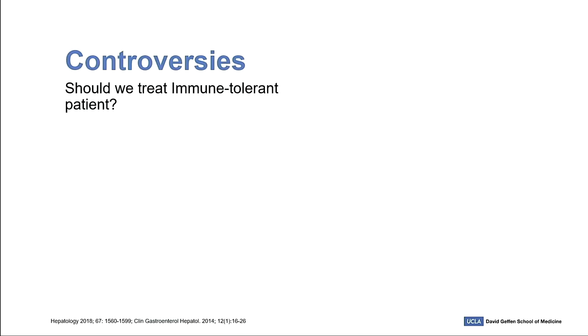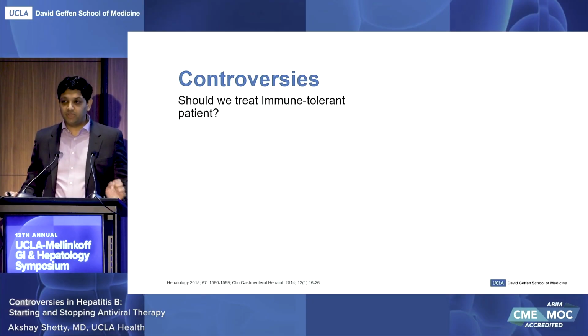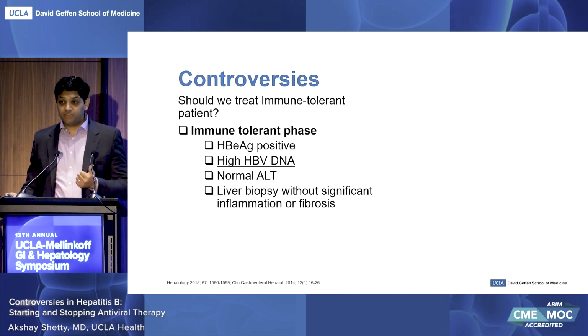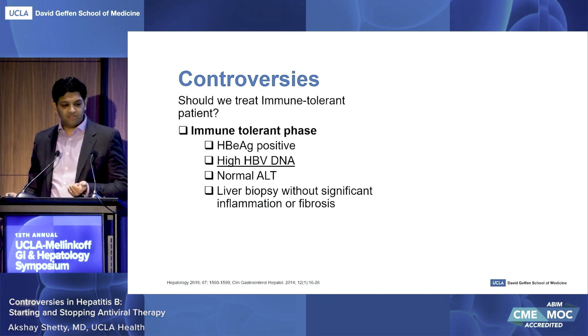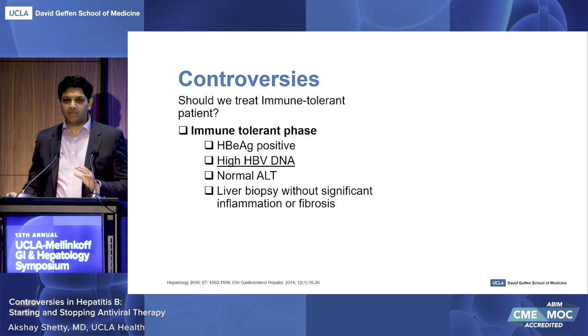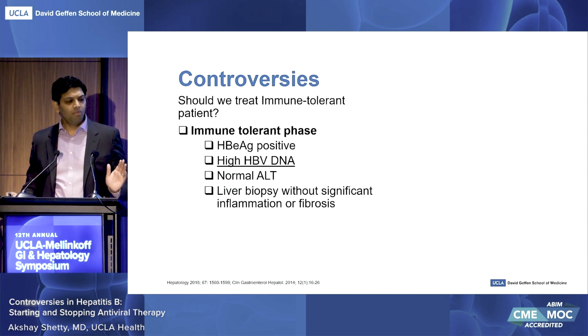So the last half, I'll focus a little on controversies. And the primary controversy really is, should we be treating our immune-tolerant patients? So I just want to redefine who is an immune-tolerant patient. Really, these are patients who have a positive E antigen, have a high Hep B DNA level, but really have no signs of significant liver disease, as in their ALT is normal. If a biopsy is available in these patients, they won't have significant inflammation, they won't have significant fibrosis.